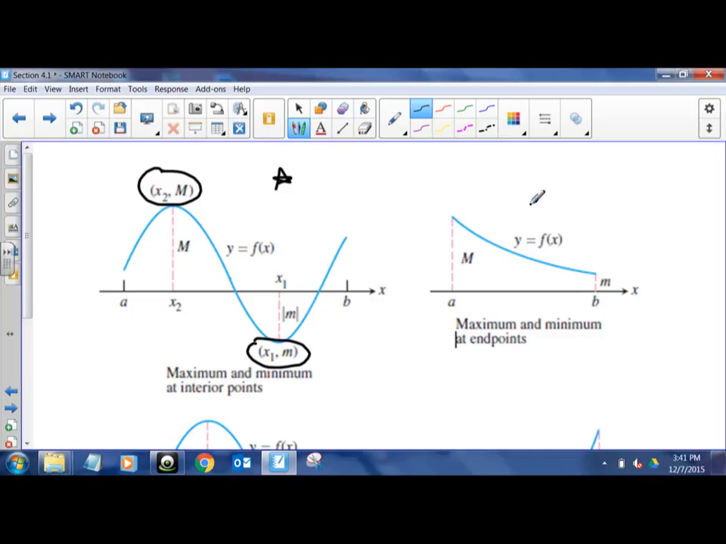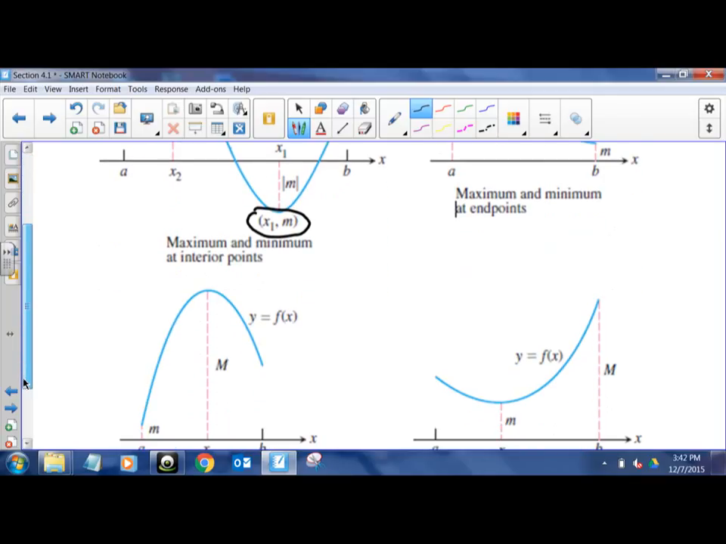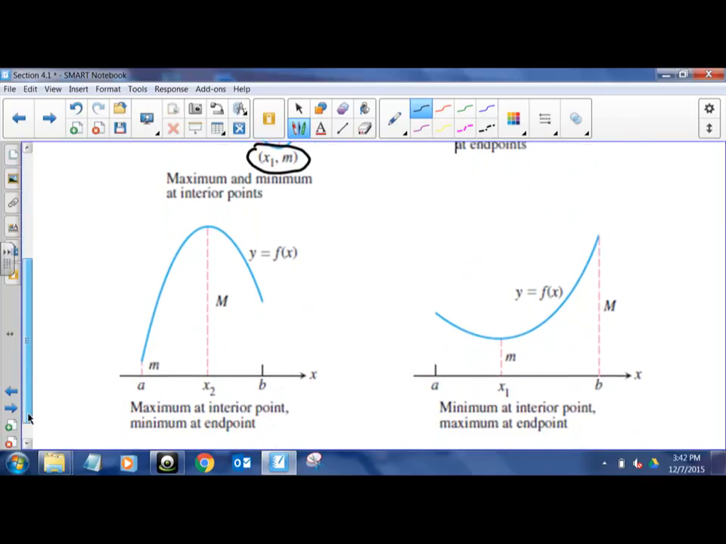Okay? If you look over here at this particular function, this is just like a little branch of a parabola almost, and this time both the maximum value, which is right up here, this is the max, and down here, this is the min, they occur at endpoints. So this is not on the interior this time, which is completely okay, because according to the extreme value theorem, it doesn't really matter where they are. As long as it's a closed interval, it's going to have at least one max and min.